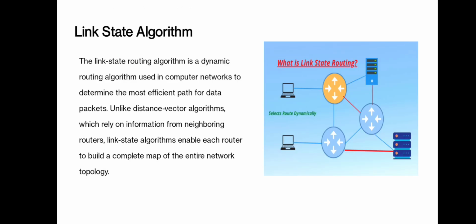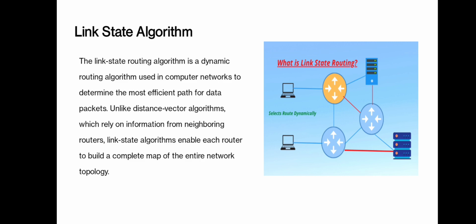And next is the link state algorithm. Link state routing is a type of routing protocol used in packet switched networks where routers share information about the state of their links, means connections, to build a complete map of the network topology.